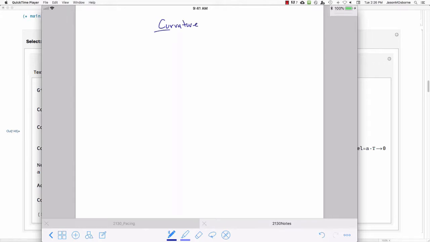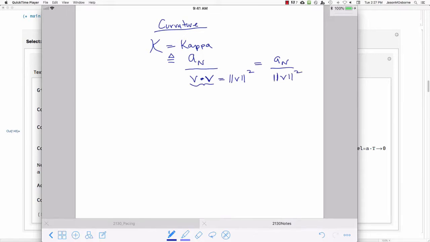Curvature. Here's the easiest way to write it. The curvature is typically denoted by the letter kappa, or k. And the curvature is defined to be the normal component of the acceleration divided by the velocity dotted with the velocity. Otherwise known as v dotted with v, also called the magnitude of the velocity squared. So you can write the curvature as the normal component divided by the magnitude of the velocity vector squared.